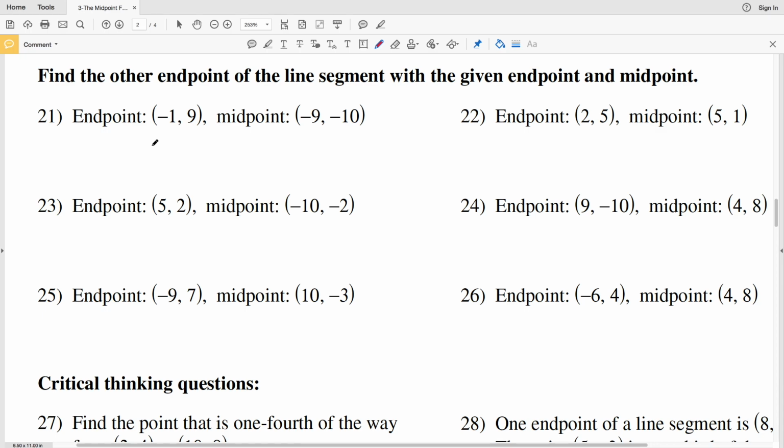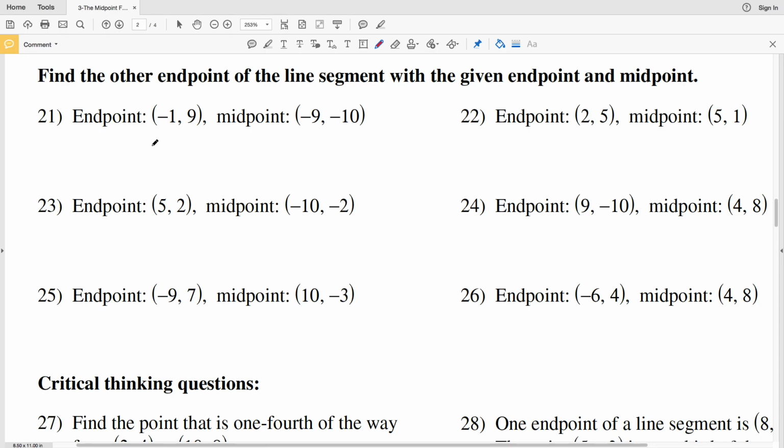For numbers 21 through 26, our directions are to find the other endpoint of a line segment with the given endpoint and the given midpoint. So previously, we've either had to find the endpoints or we were given the endpoints and we would have to solve for the midpoint. However, now we're given one endpoint and the midpoint, and we're solving for the other endpoint.